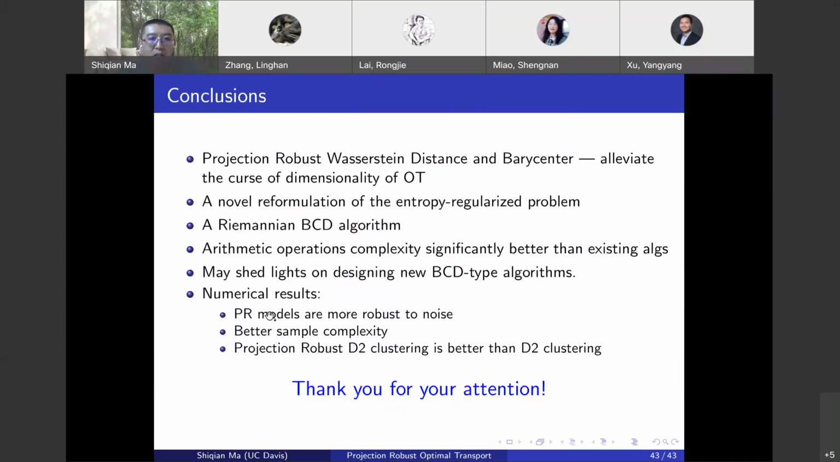We also conducted some numerical experiments. Basically, we want to deliver the following messages. The first is that the projection robust models are indeed more robust to the noise, and they have better sample complexity. And finally, when we incorporate our projection robust Wasserstein Barycenter model into discrete distribution clustering, we found that it can perform much better than the original approach.